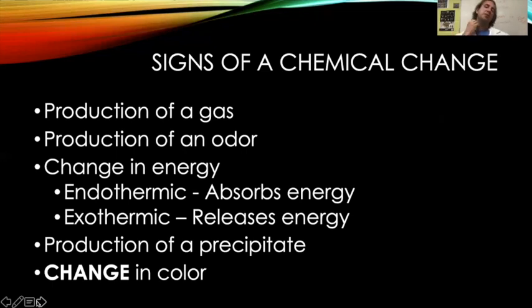And then the last one, which can be kind of tricky to think about, is a change in color. Not just a slight dilution of color, but an actual new color that wasn't present before. And so if we start to see any of these 5 indicators, oftentimes we can go, I bet we have had a chemical change. Let's stop and take a look at some of these examples.